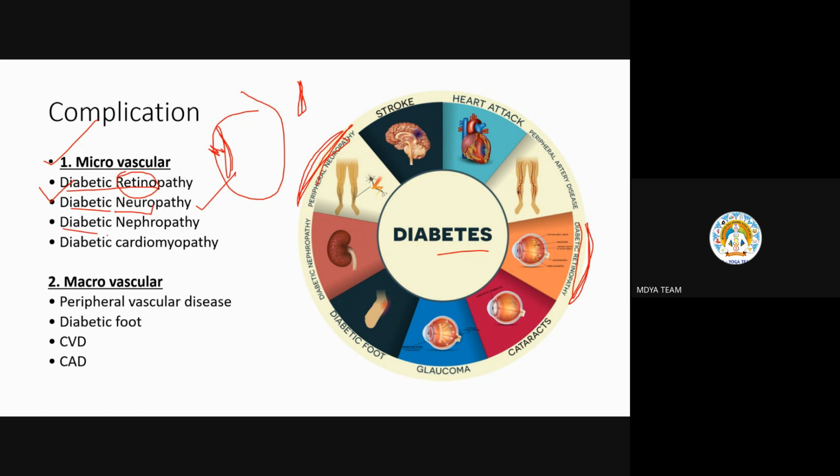Then diabetic nephropathy. The word nephro comes from nephron, which is related to the kidney, the building blocks of the kidney. In the kidney there is a bunch of nerves, and when it affects the nephrons and leads to kidney problems, it is called diabetic nephropathy. So see, diabetes leads to that many diseases.